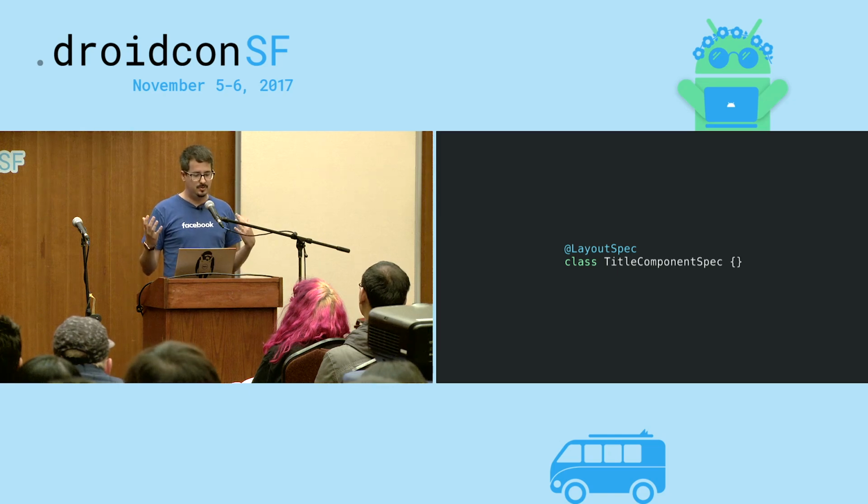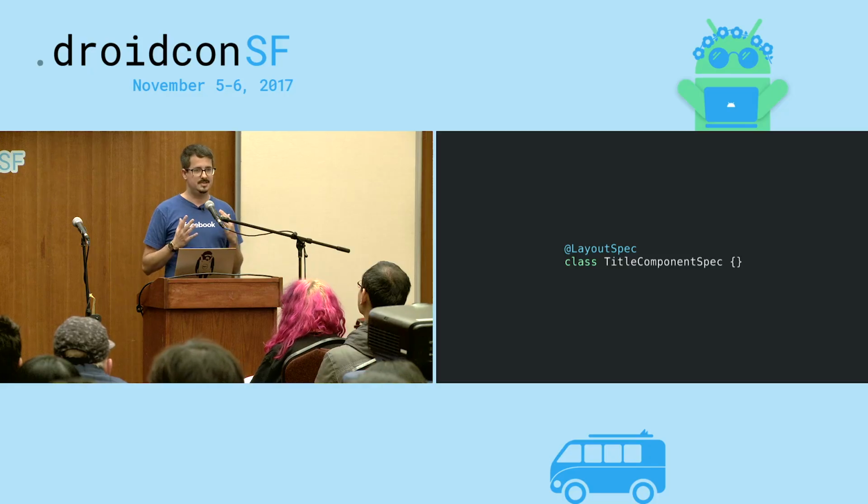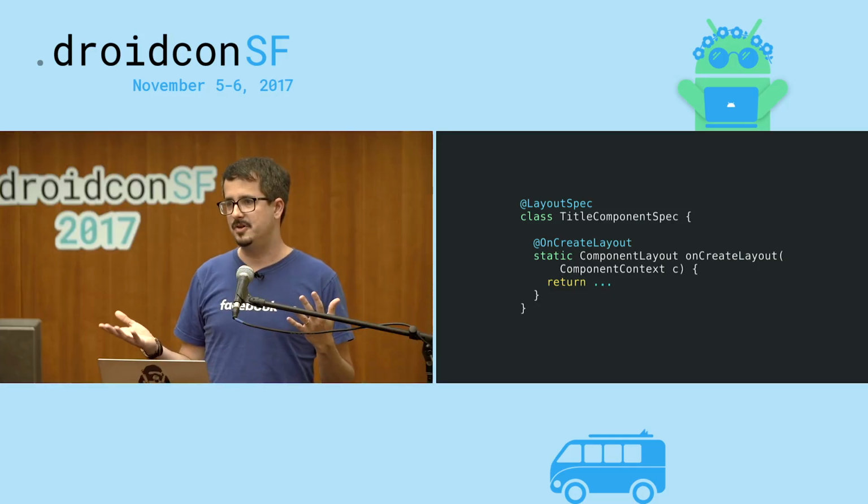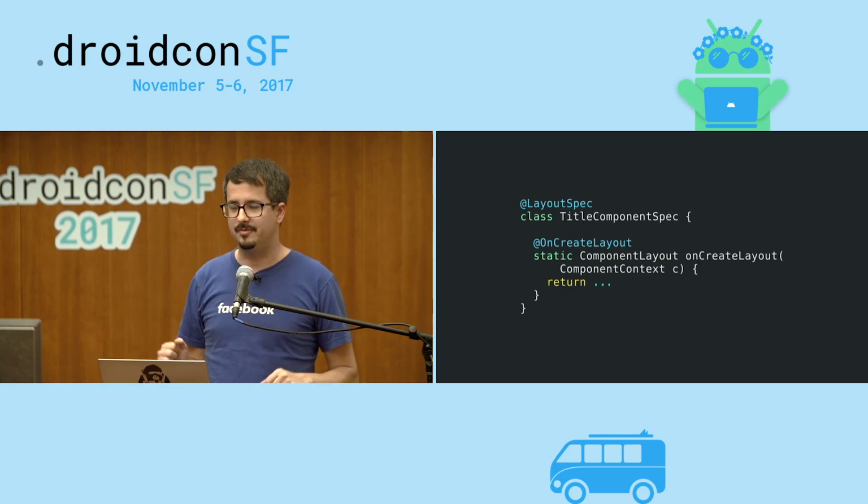So you create a class and you annotate it with LayoutSpec. That's the top level structure of your component. And then you're going to implement a function called onCreateLayout. And that is the function that I mentioned before, creating the UI from scratch.